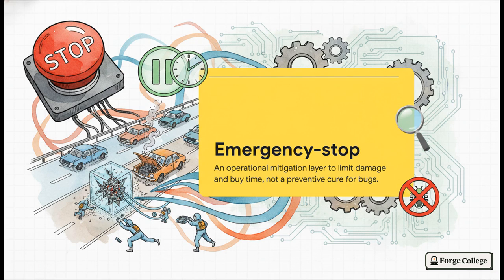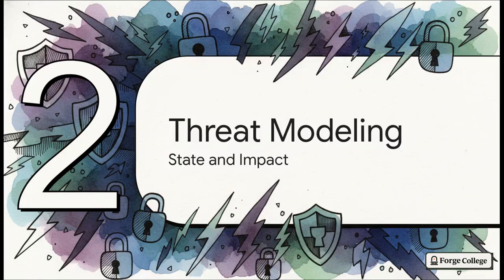The thing to remember here is that a pause doesn't actually fix your code. Think of it as a tourniquet. A tourniquet doesn't heal the wound. It just stops the bleeding and buys you time to investigate. It is absolutely not a preventative cure for bugs, and over-relying on it can give your team a really dangerous false sense of security.